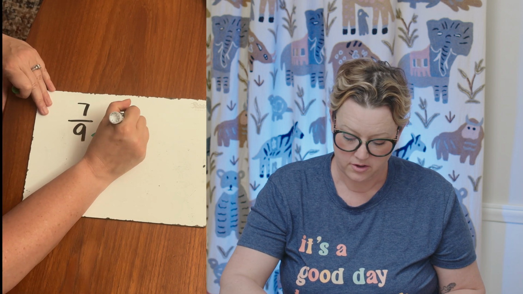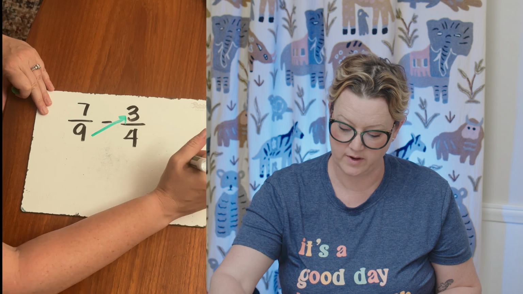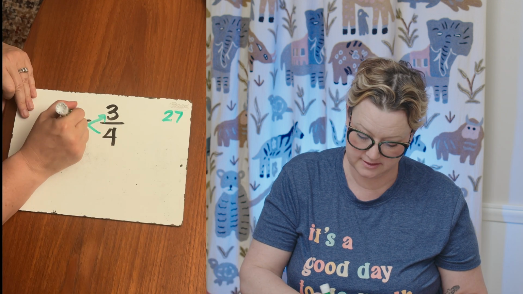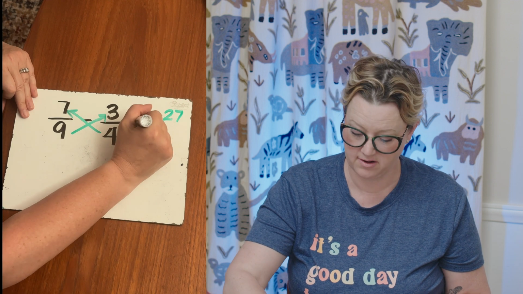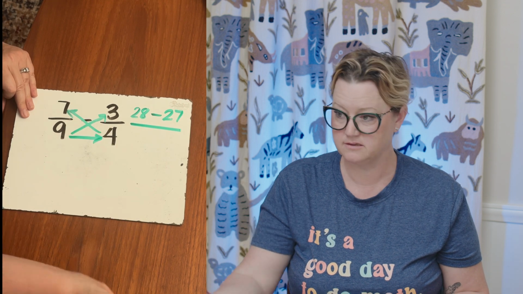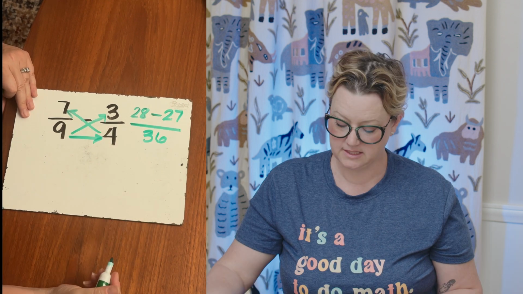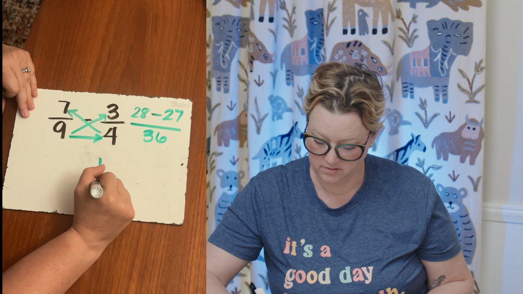I go criss, and that gives me 27. I go cross, and that gives me 28. Put in the minus sign: 28 minus 27 over applesauce, which is 36. So this is 1 over 36.